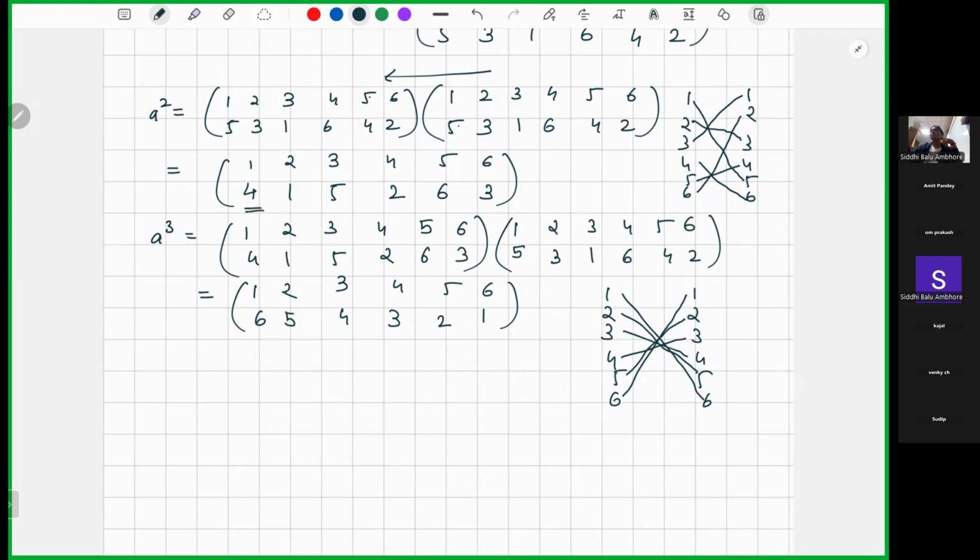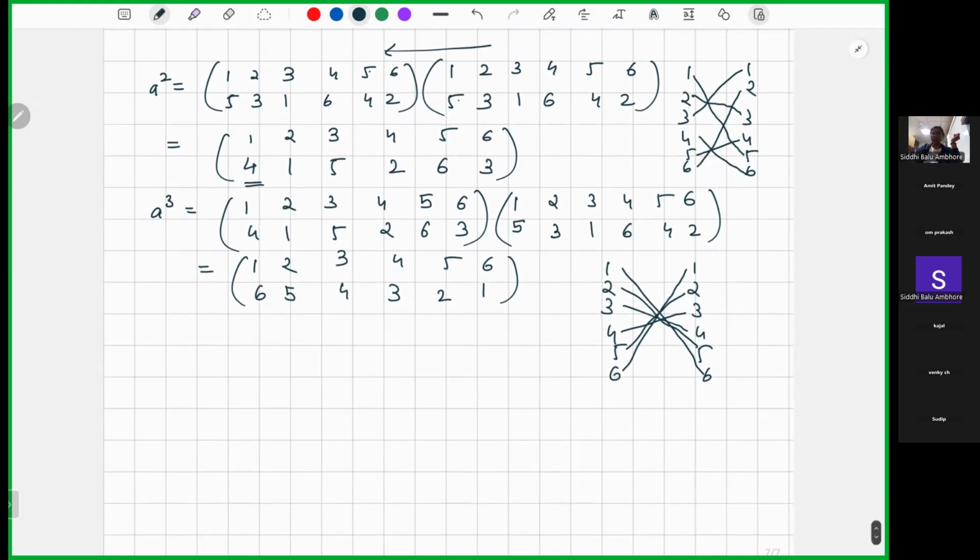Again, please understand it as composition of functions. It's easier to understand that way. And then you can understand what this a square and this a cube means. And here also we can easily see that when I take the square of this a cube, that is, apply this cycle twice, I will get identity, because 1 goes to 6 and 6 goes to 1, 2 goes to 5, 5 goes to 2, 3 goes to 4, 4 goes to 3.